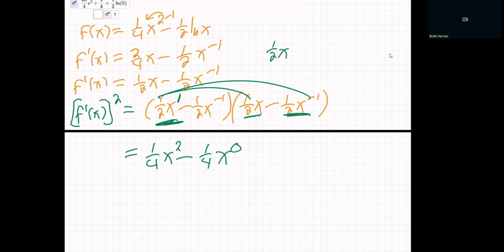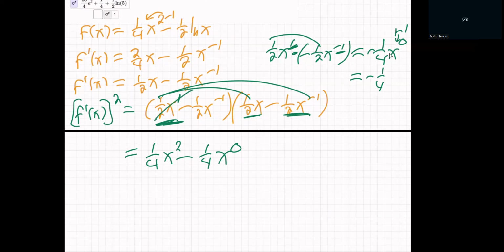I just took a half x to the 1 times negative a half x to the minus 1. Remember when you multiply things like that, the fractions in the front multiply, so that's negative a fourth, and the powers add. So 1 minus 1, 0. And so that just makes it minus 1/4. We don't even need the x to the 0, right? Or I'll clean that up in a minute. Now he's done. Now it's this guy's turn.